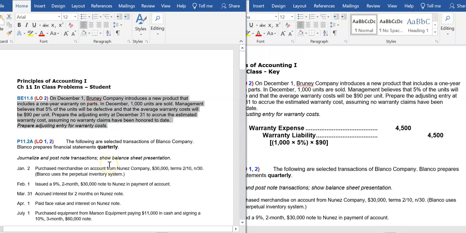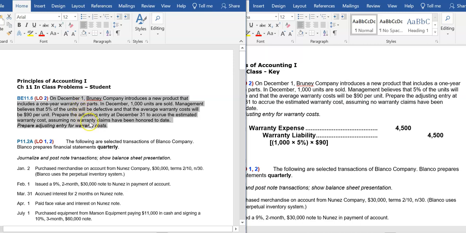When companies sell products with a warranty, they need to make sure they record a liability for that warranty when the product is sold. The reason we have to do that is because we want the expense incurred along with the revenues earned in the same accounting period.